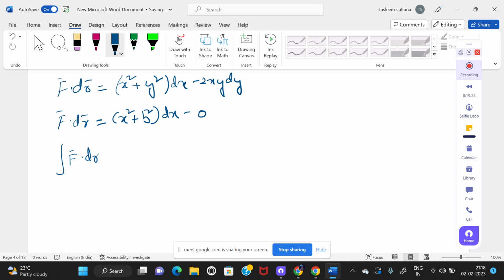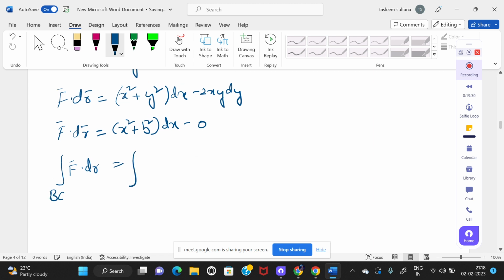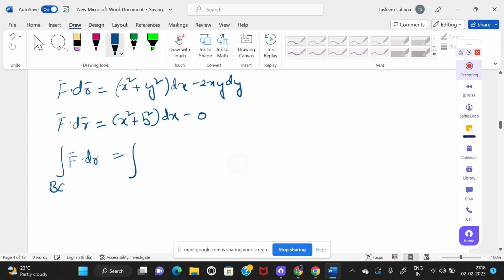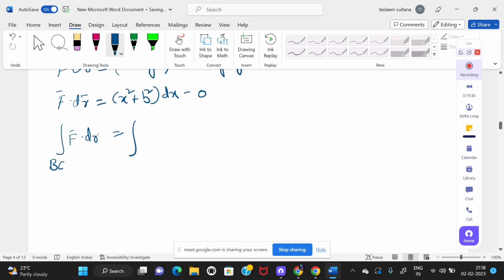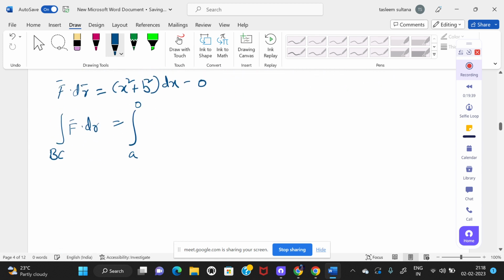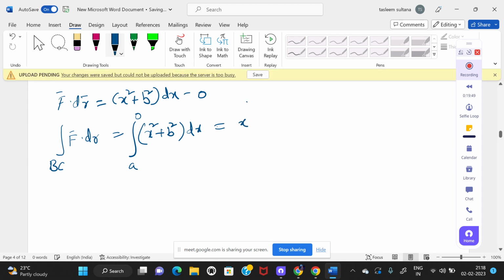We are moving from B to C, no? B to C, which is equal to x varies from A to 0, (x square plus b square) into dx, which is equal to x cube by 3 plus b square x, where your limits are from A to 0.